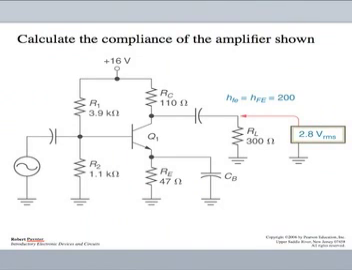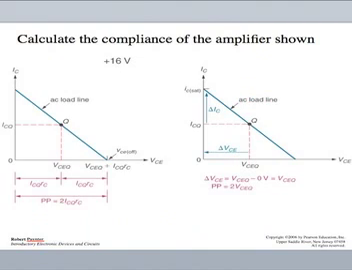In this question we're given a circuit diagram and we're asked to calculate the compliance of the amplifier shown within that diagram. Well, the compliance of an amplifier is the limit that the output circuit places on the peak-to-peak output voltage. If the compliance of an amplifier is exceeded, clipping occurs. The AC load line of an amplifier is used to determine the amplifier's compliance.